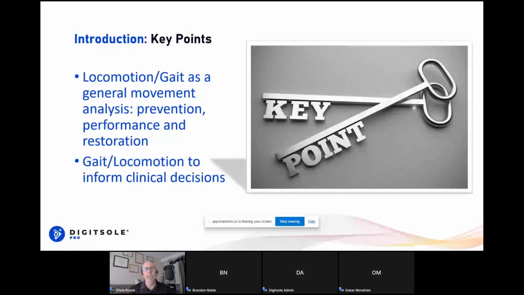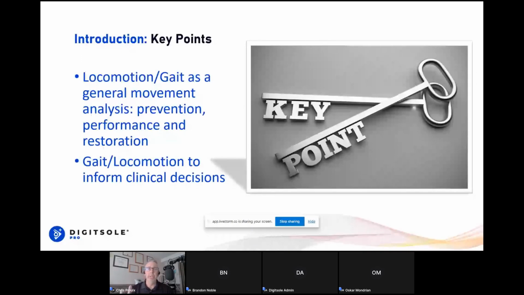So, getting some baseline data to establish how someone moves before they're injured can give us some indication of things we can do from a performance perspective, if you're in the sports science realm. And then specifically in the restoration piece, we can utilize gait or locomotion to inform the clinical decision-making process.